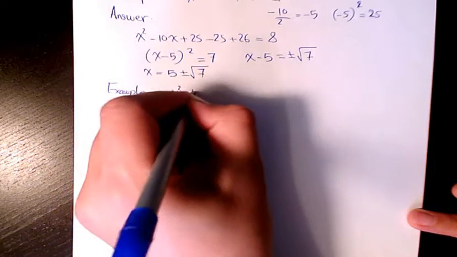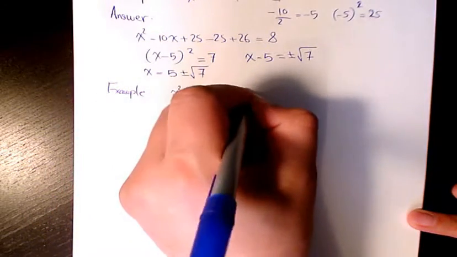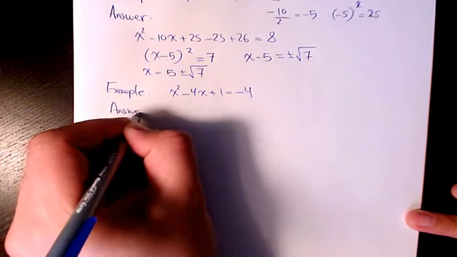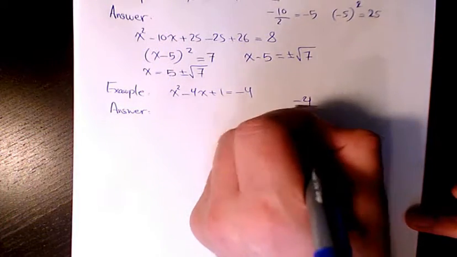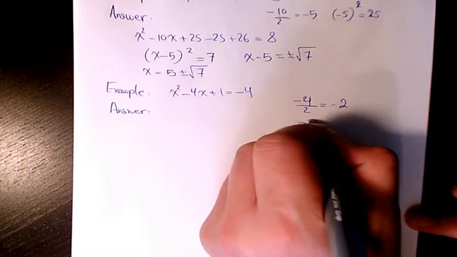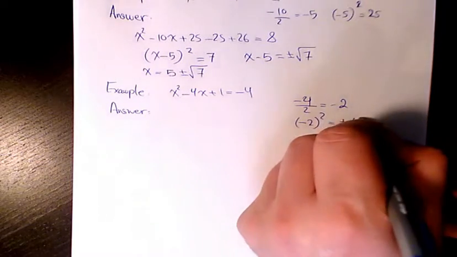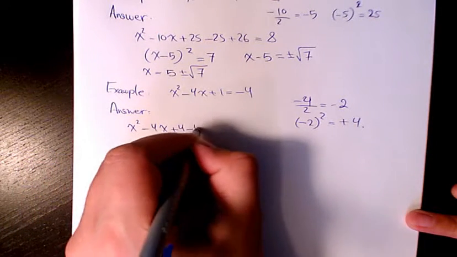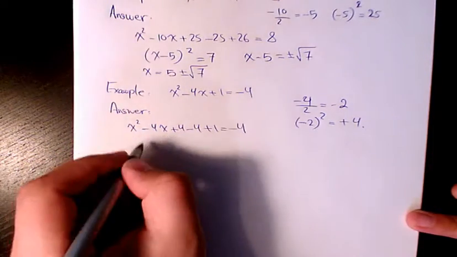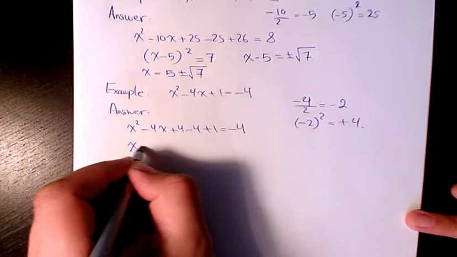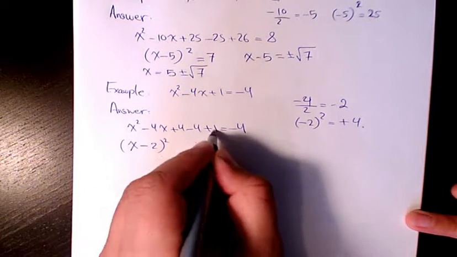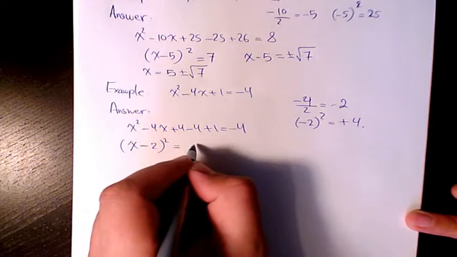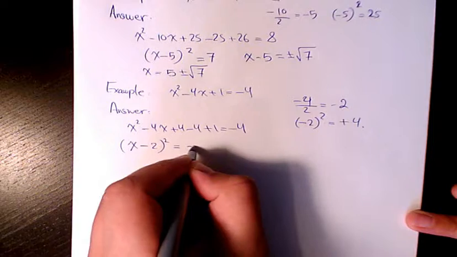x squared minus 4x plus 1 equals negative 4. So the answer is: negative 4 divided by 2 is negative 2. Negative 2 squared will be positive 4. So I have x squared minus 4x plus 4 minus 4 plus 1 equals negative 4. So I have (x minus 2) to the power of 2, and that's going to be minus 3. If you move it here, it's going to be plus 3. So that's going to be negative 1.